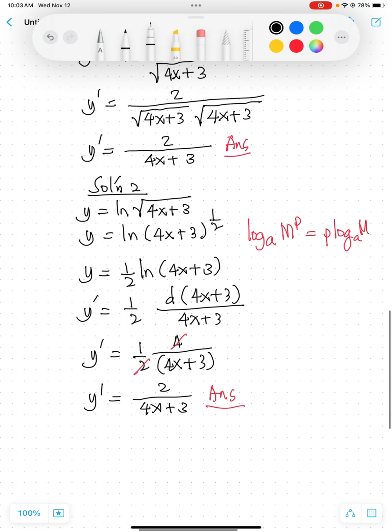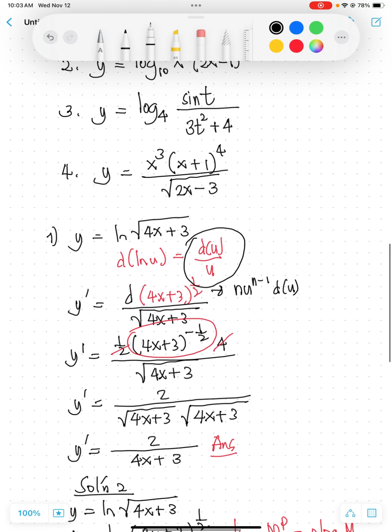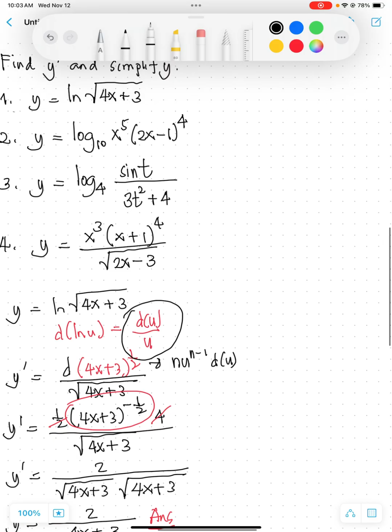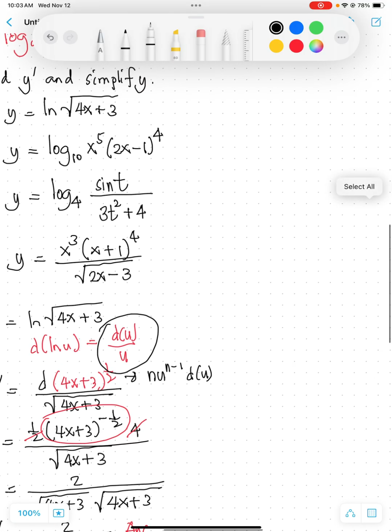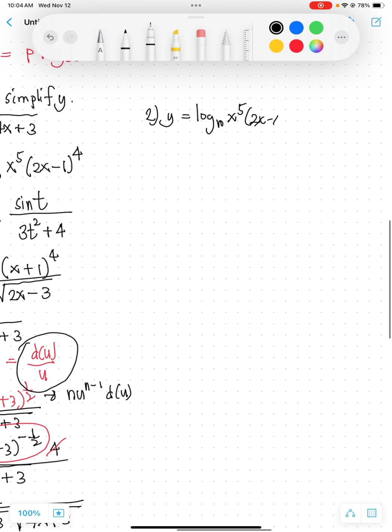So number 2 is y equals log to the base 10 of x raised to 5 and then times 2x minus 1 raised to 4. Okay?